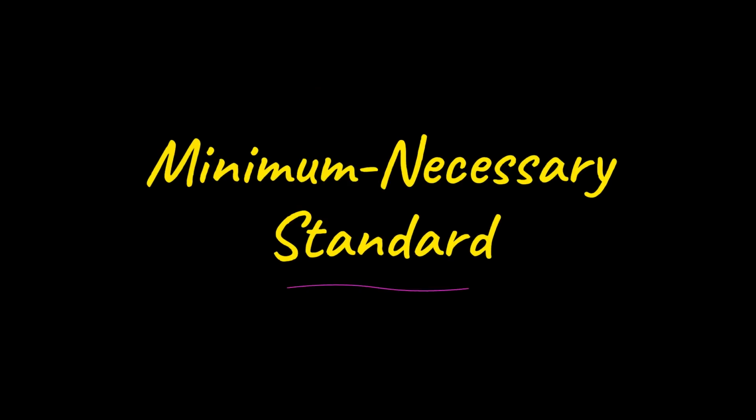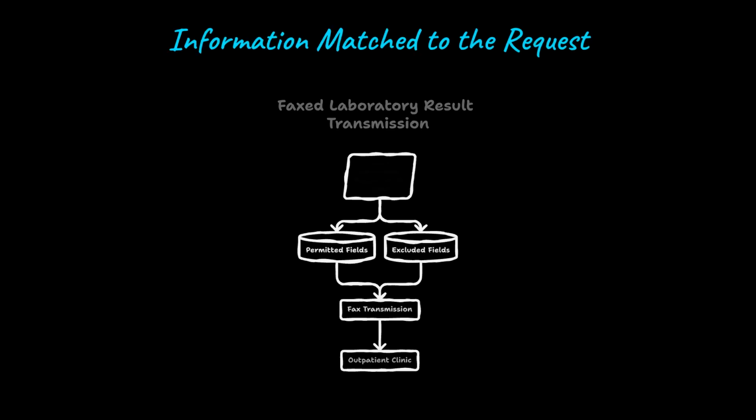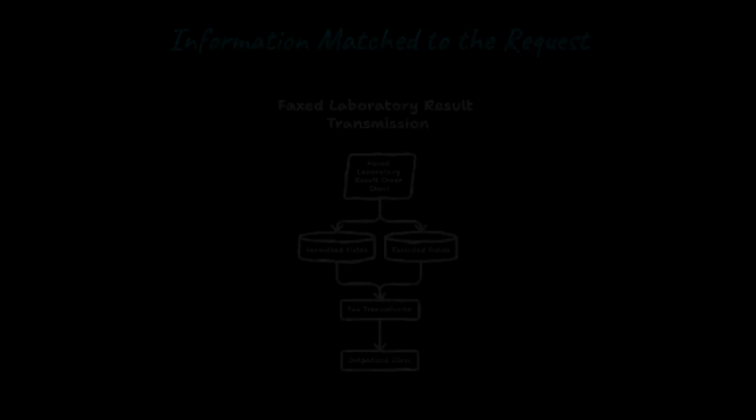The minimum necessary standard is the HIPAA privacy rule's core limit on how much protected health information moves with any single disclosure. It isn't about who can receive information, it's about how much they receive. Think of a faxed lab result. The cover sheet carries the patient name, record number, and result value. Exactly what the receiving clinic needs. Social security numbers, diagnosis histories, and unrelated chart entries must stay off that sheet entirely.